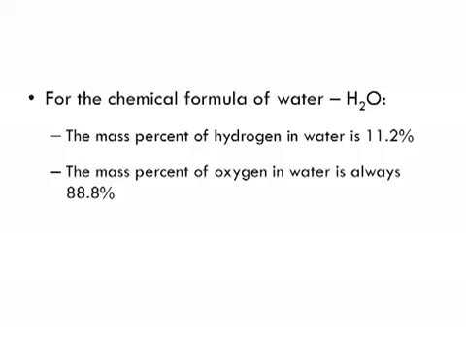Now, for the chemical formula of water, H2O, the mass percent of hydrogen is 11.2%, and the mass percent of oxygen in water is always 88.8%. So here is the calculation. It's already been given to you. When going through the steps, we found that 88.8% is comprised of oxygen, and 11.2% is comprised of hydrogen in a molecule of water.